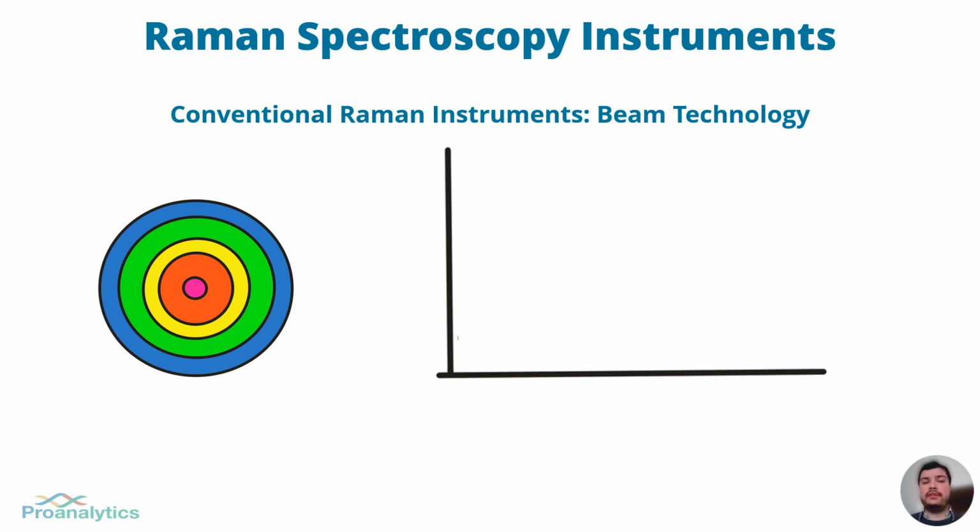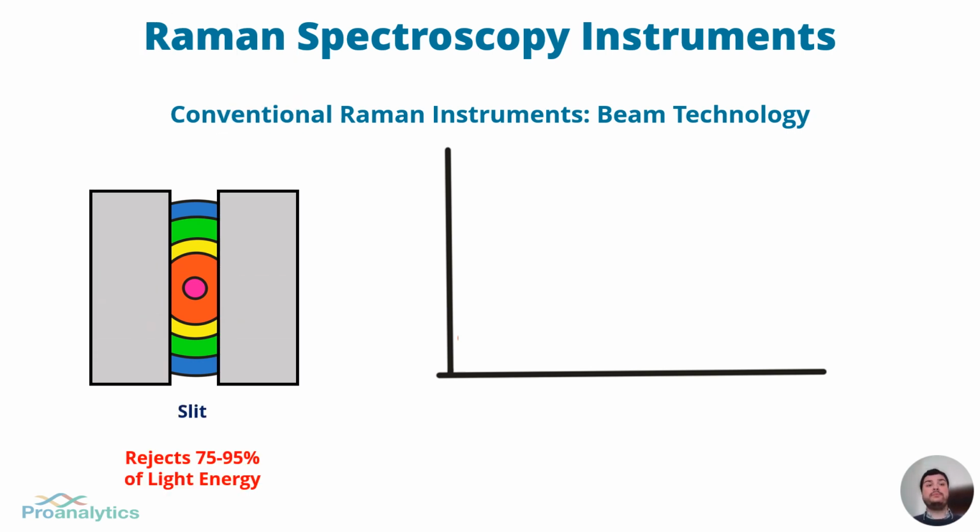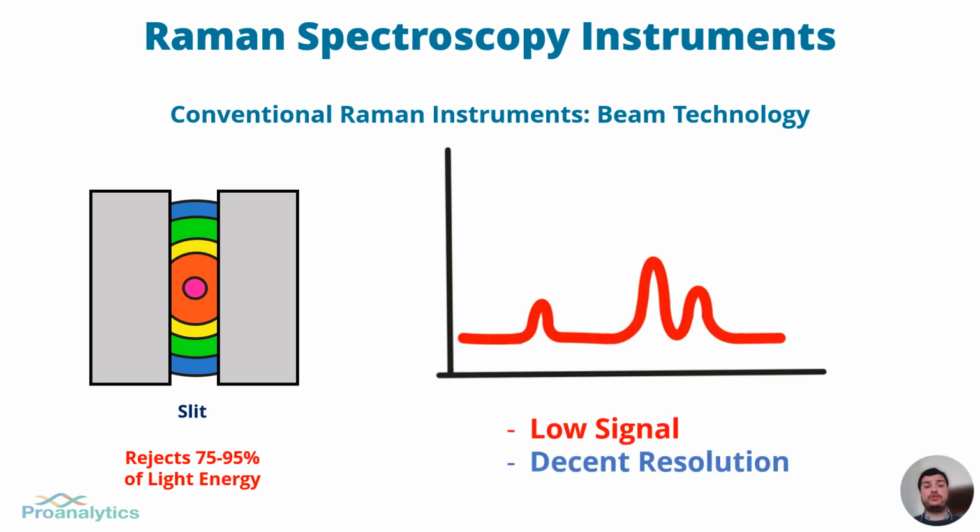Some companies, on the other hand, will try to focus their beam onto the sample by using slits. The issue is that it blocks 75 to 95% of the light energy, so the detection gives a low signal, but you get okay or decent resolution. Adding a slit results in good resolution, but most of the light is blocked. Therefore, the energy throughput is significantly reduced. But if you are looking at two compounds that are close, it is difficult to distinguish their profiles from each other.